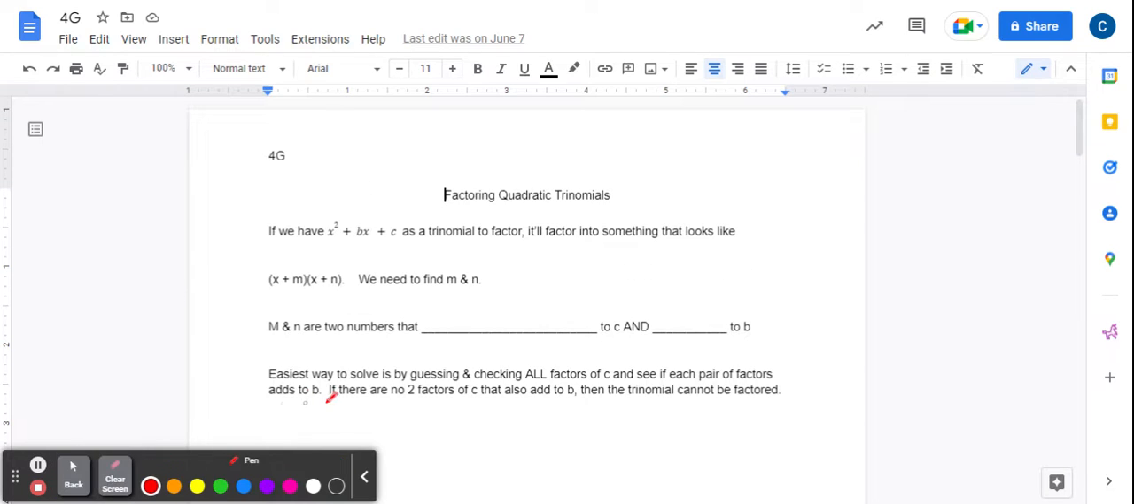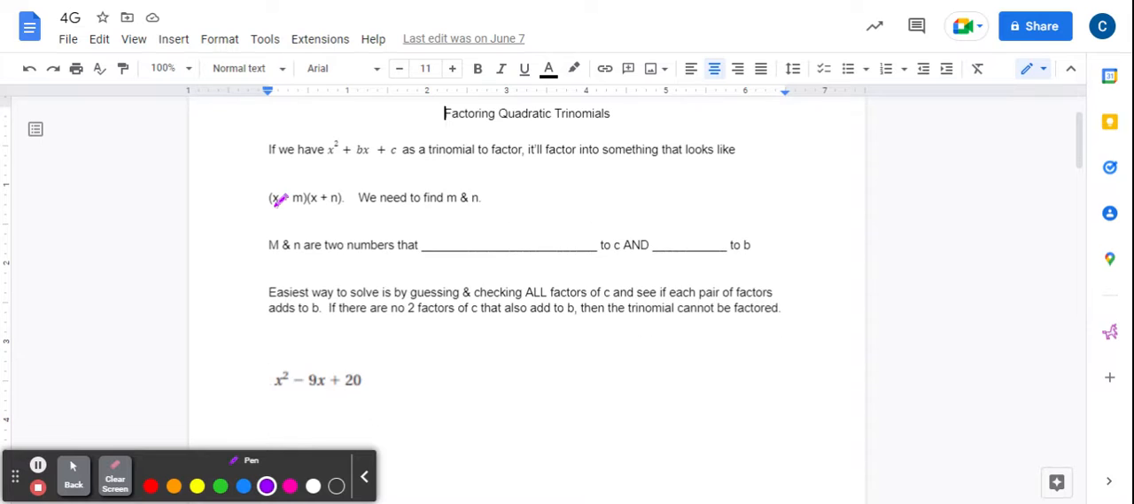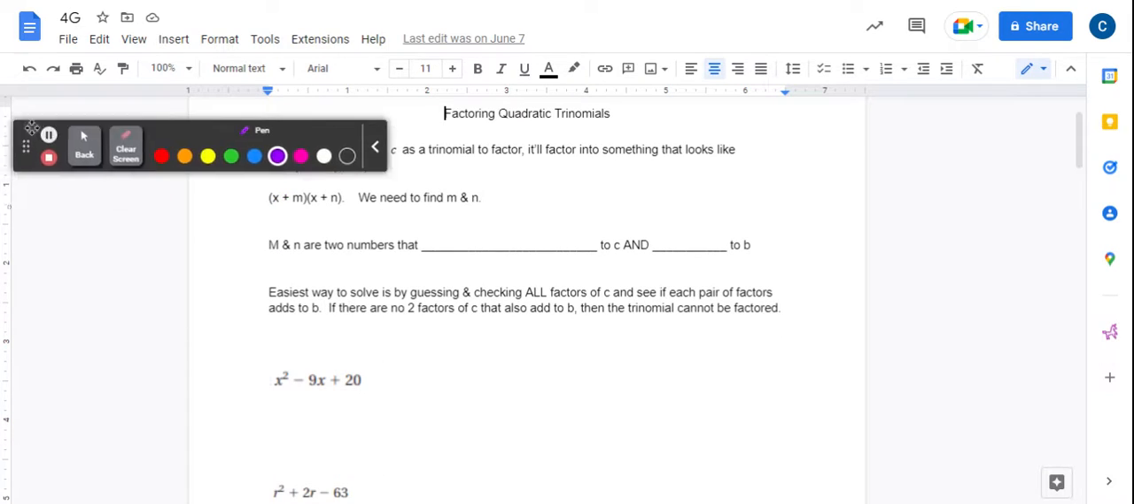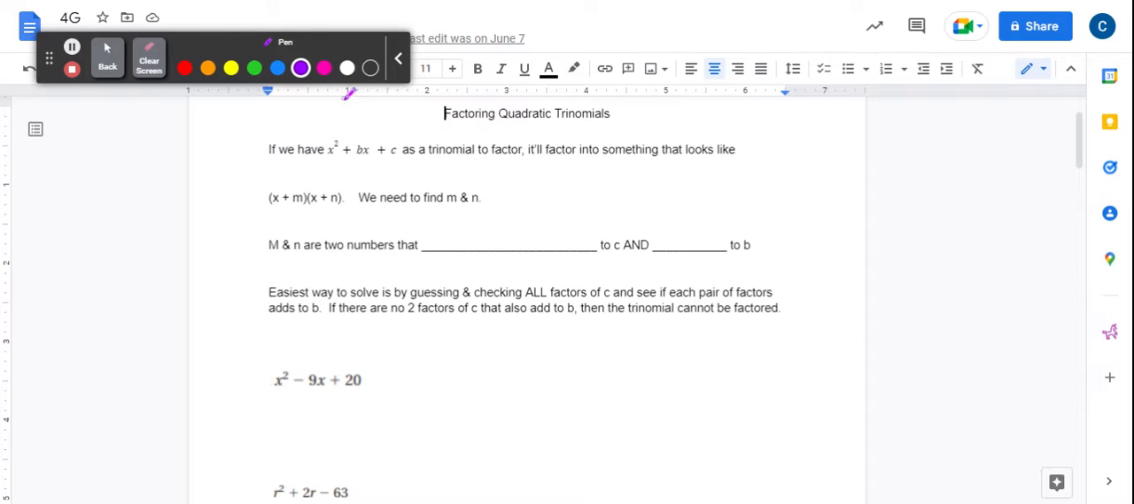All right, 4G notes on factoring trinomials should be kind of a review for you guys here. I just want to put my own little spin on it to try to make it a little bit simpler for you guys. So if we have a trinomial x squared plus bx plus c, and we're trying to factor it, we want to factor it into two binomials that look like this: x plus m times x plus n. And so what we really need to find is these two numbers m and n.